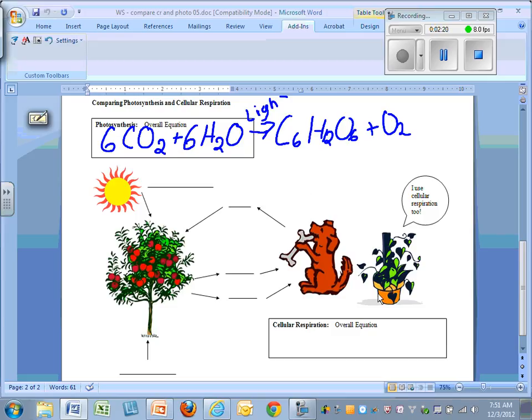Eat it, okay? So we have another equation that describes how other organisms that can't convert light energy to chemical energy get their energy. Any volunteers to write the cell respiration equation? Now, hopefully, if you've looked, how are the cell respiration and photosynthesis equations similar?